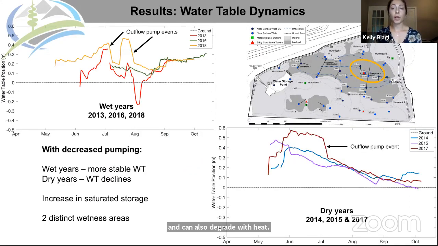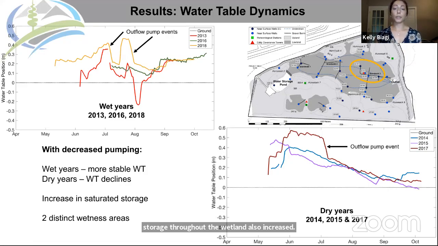With limited pumping in the following years, a couple of patterns emerged. In wet and dry years, they had different water table trends, where in wet years, the water table position is relatively maintained, whereas in dry years, you see the highest water table in the spring following the snowmelt input, which gradually declines over the growing season. Also, with limited outflow events, the saturated storage throughout the wetland also increased, where water tables were considerably higher than when they were with the constant pump activity.